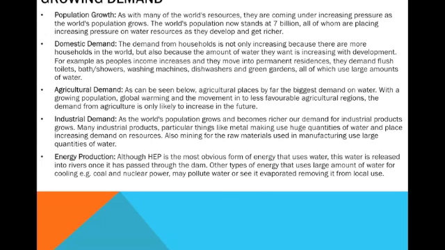Lastly, energy production. Although hydroelectric power is the most obvious form of energy that uses water, this water is released into rivers once it has passed through the dam. Other types of energy that use large amounts of water for cooling, like coal and nuclear power, may pollute water or see it evaporated, removing it from local use.